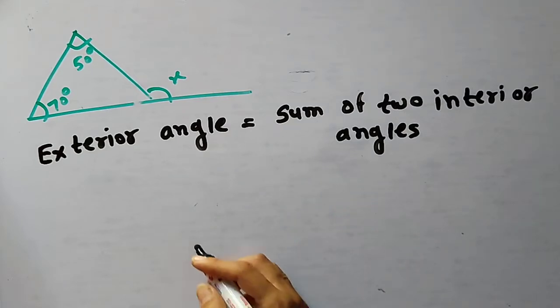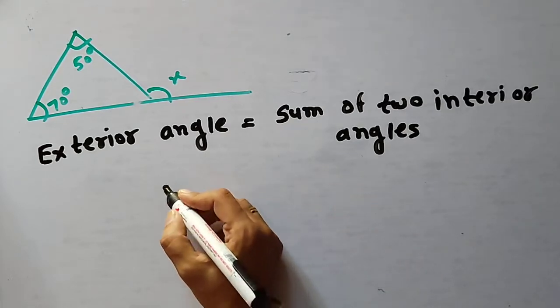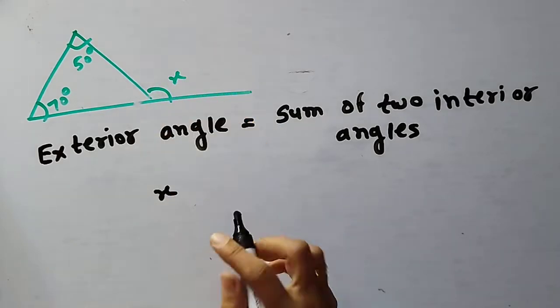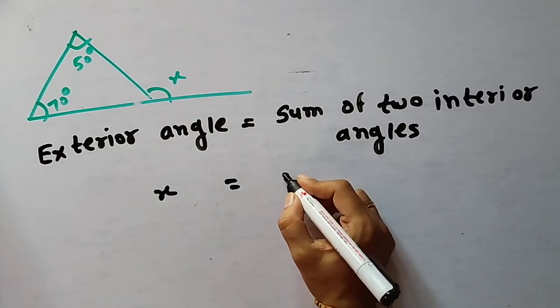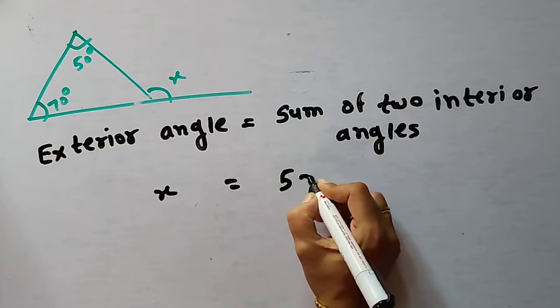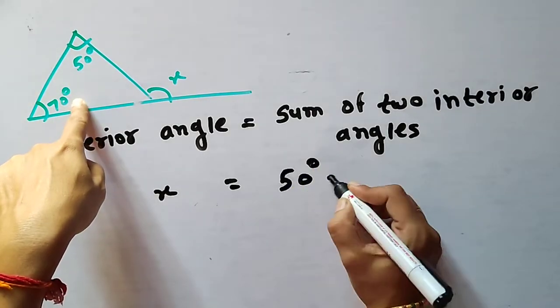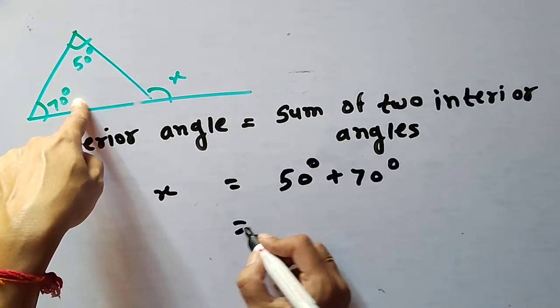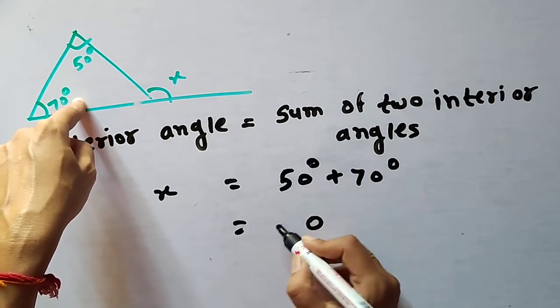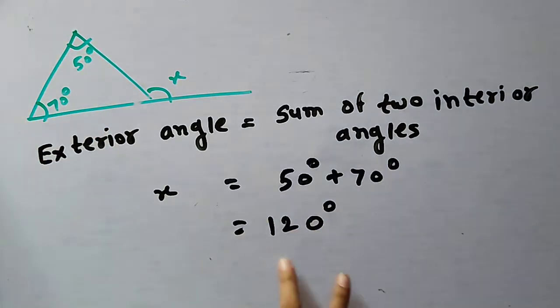So what is the exterior angle? This is given, x is given. Then the sum of two interior angles means 50 degrees plus 70 degrees. So what is your answer? 0 plus 0, 0, 5 plus 7, 12. So we get the exterior angle 120 degrees.